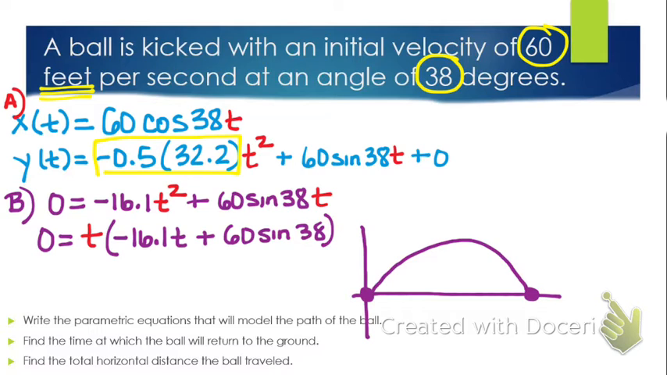So now I'm going to set them both equal to 0. So this here, when t equals 0, that represents when the ball was kicked. That's this one right here. So this one is already solved. So now let's take this factor and set that equal to 0. So negative 16.1 t plus 60 sine 38 equals 0. Let's solve that for t.